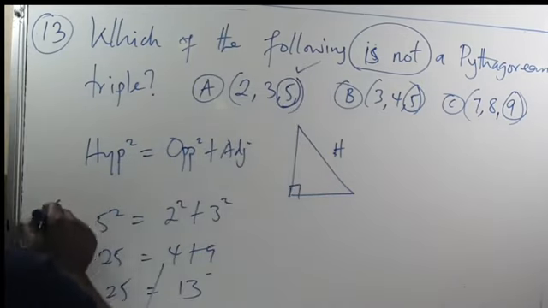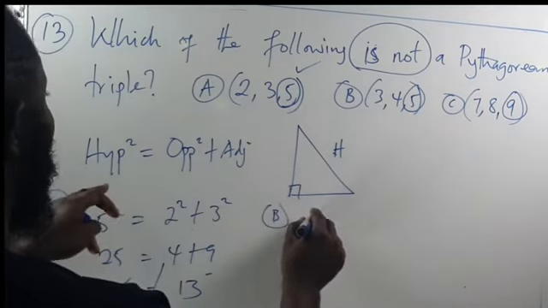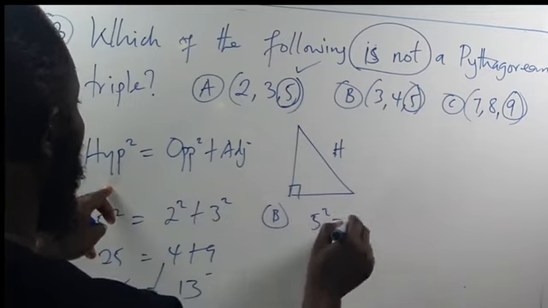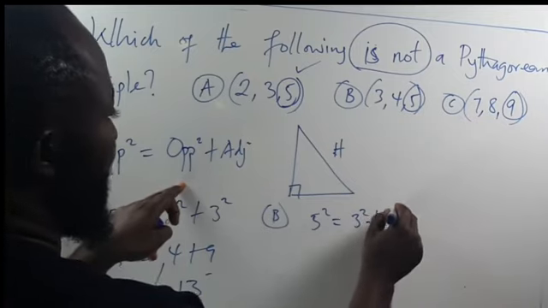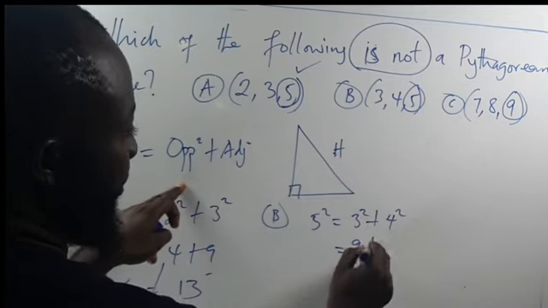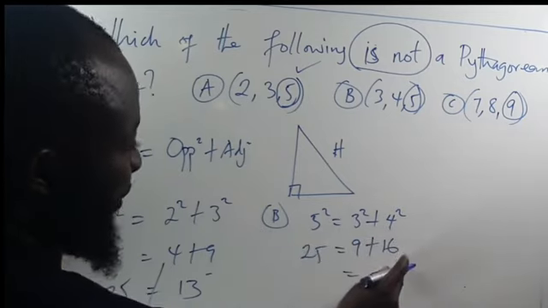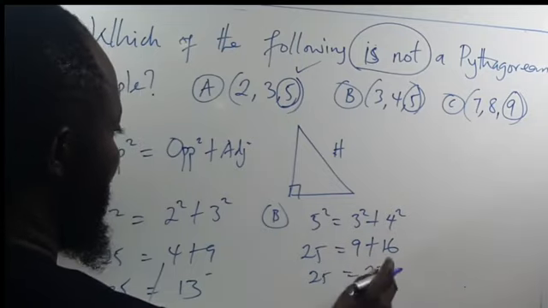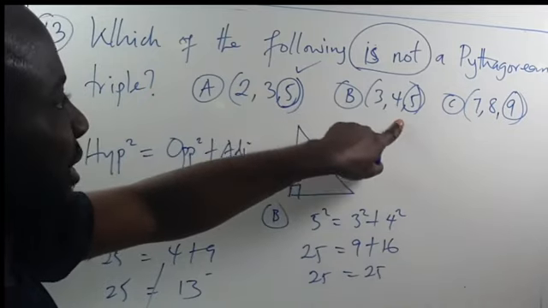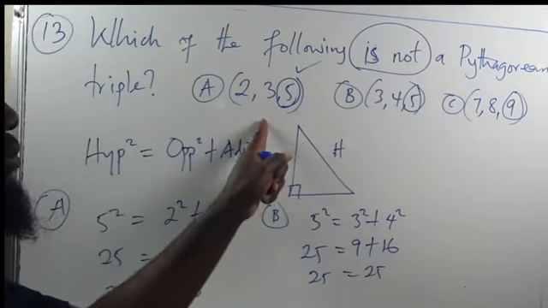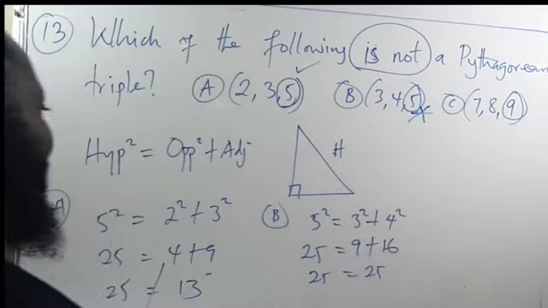We check for the second. That was A. For B, we have 3, 4, 5. So 5 squared equals 3 squared plus 4 squared. This gives 9 plus this gives 16. This is 25. Will this give 25? Yes. So this is correct. In this case, this is a Pythagorean triple. So this will not be our answer. Let's check if we have more than one answer here.